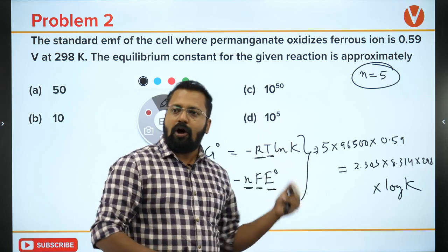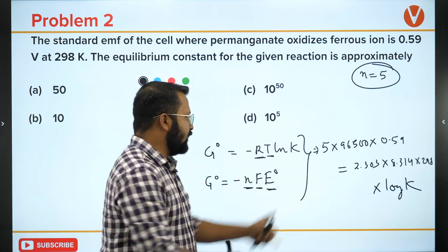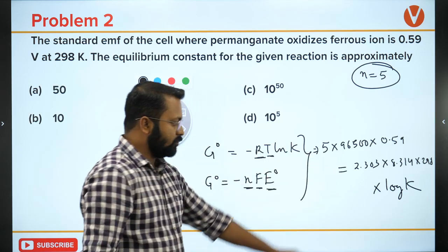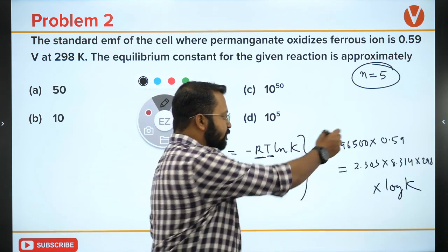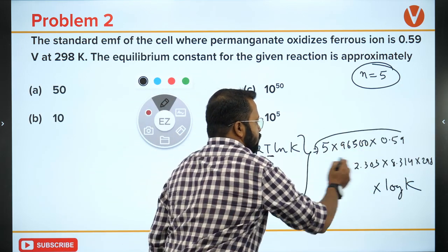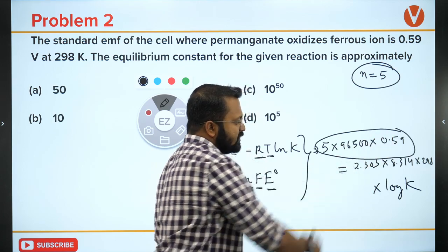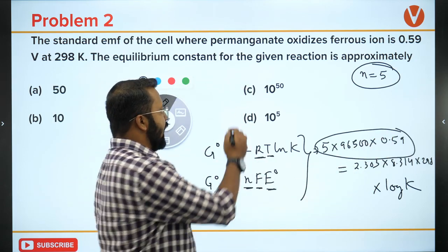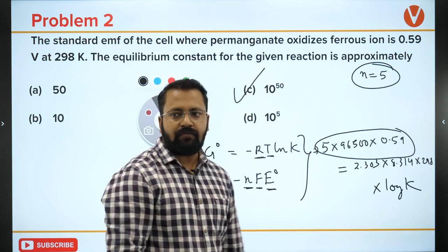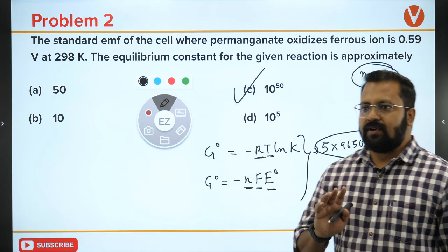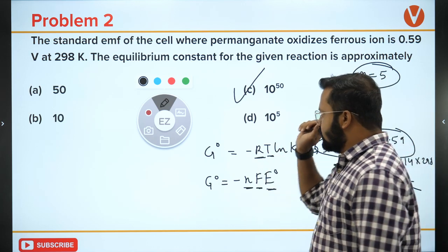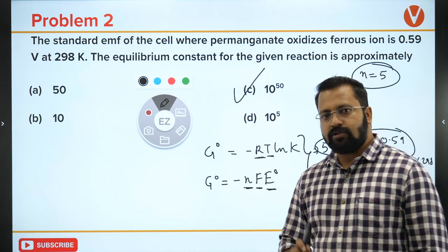ln K को log base 10 K में change करने के लिए I will multiply it with 2.303 times log K. I will get my equilibrium constant from this. If I divide this large value from this, I will get the answer as 10 raised to 50. Answer कुछ 10 raised to 50 आता है. This is how we solve this question.